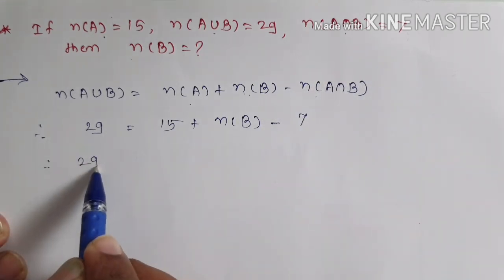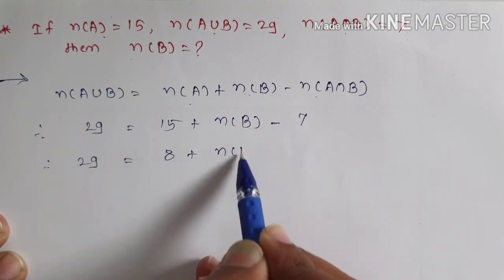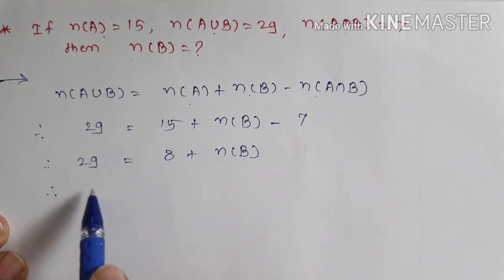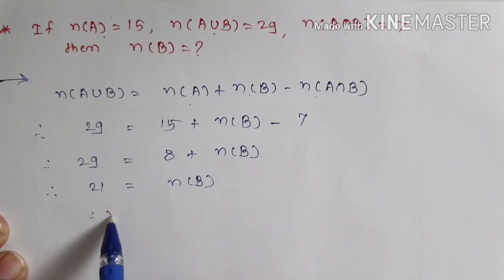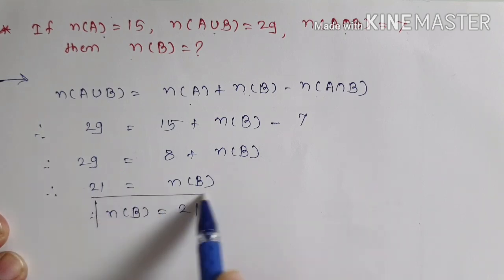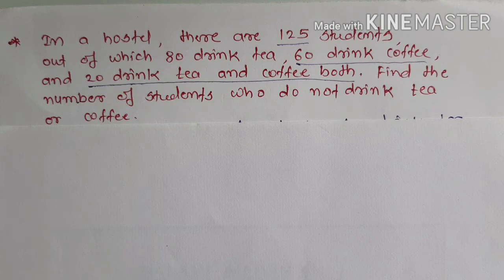So if we simplify this one, we will get 15 minus 7, that's 8, plus n of B. If we transfer 8 to this side, it will become 29 minus 8, that's 21, is equal to n of B. That means number of elements in set B are 21. So this is how we can solve examples based on this relation. Let us consider another example.